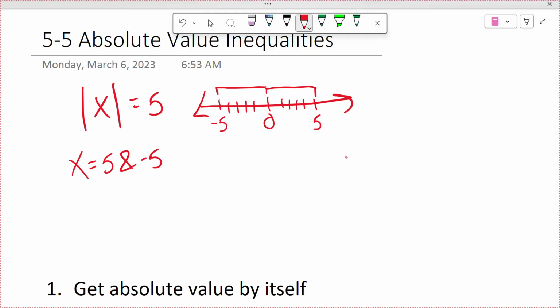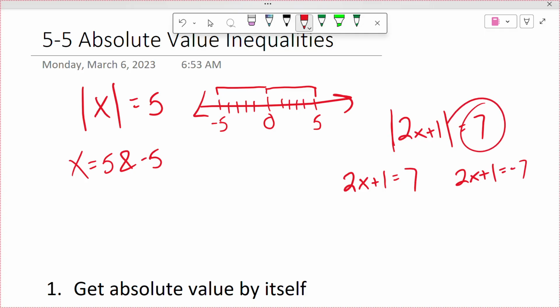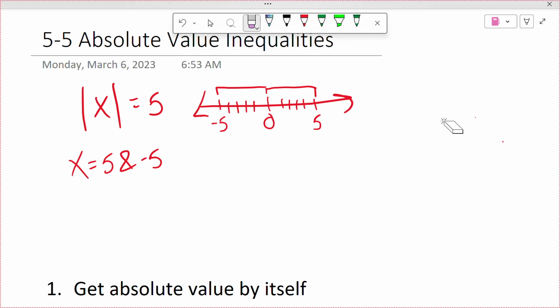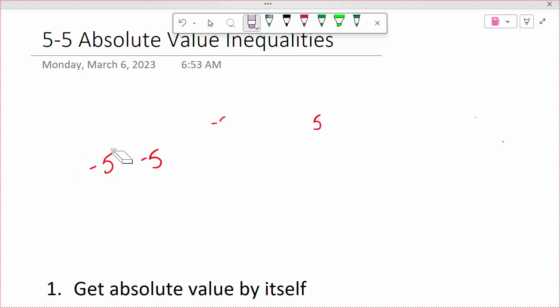You might also recall that if we had a slightly more complex equation, say absolute value of 2x plus 1 equals 7, we'd say I want my distance from 0 to be equal to 7, so I need to figure out where 2x plus 1 is equal to 7. But 2x plus 1 could also be equal to -7, because there are two spots where that distance from 0 equals 7. One of them is at 7 and the other is at -7. So we'd split it into two equations, solve both of them, and get two answers. Well, we're doing a similar thing with inequalities today.